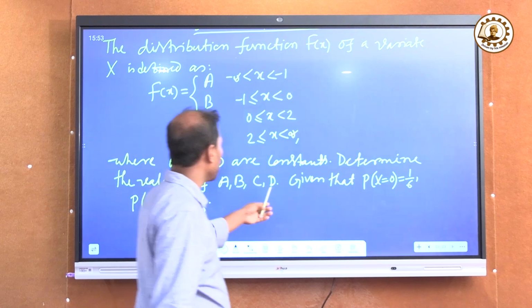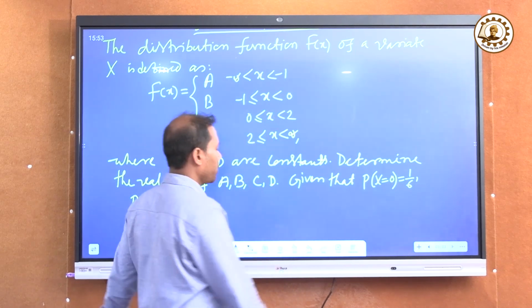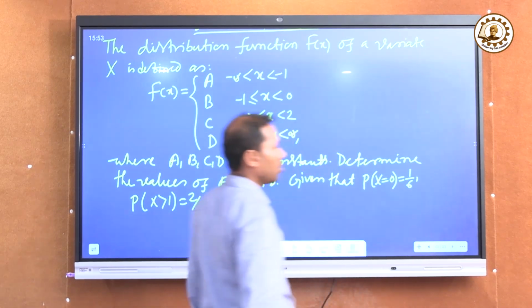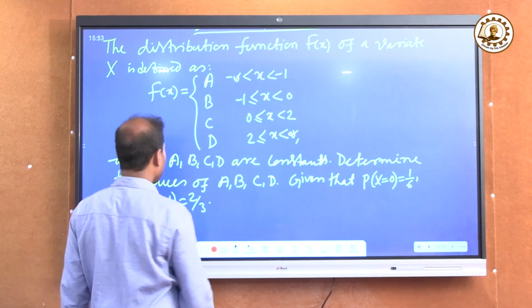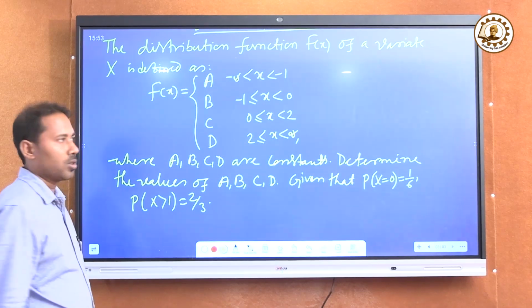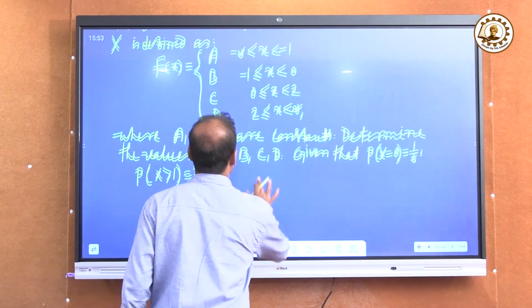Determine the values of a, b, c, d, and it is given that P of X equals 0 is 1 by 6 and the probability of X strictly greater than 1 is 2 by 3. So how do we find the values?